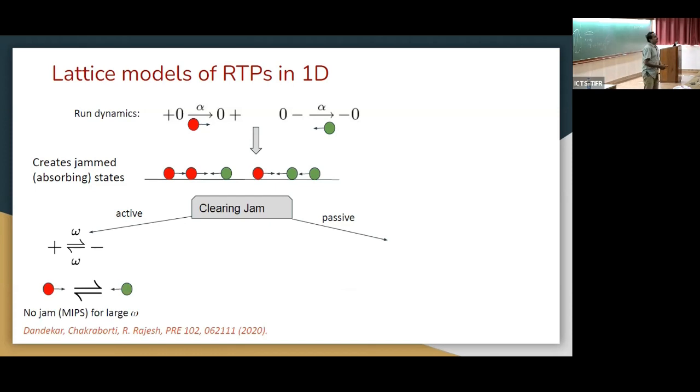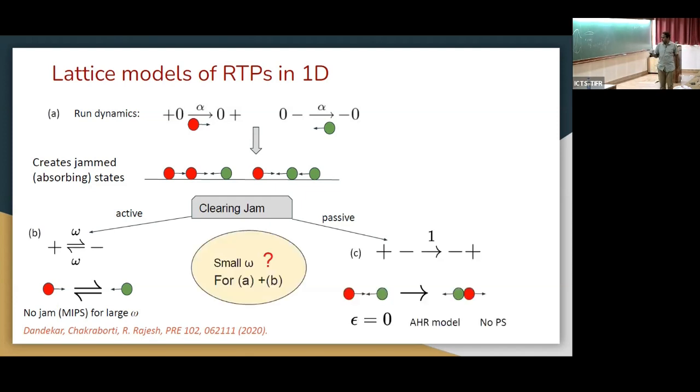What is the meaning of active way? The particles themselves can change their directions. So plus can become minus with some rate, and minus can also become plus with some rate. If you have a jam situation like that, and this becomes minus, for example, this can now move, so the jam can be cleared. If the flipping rate omega is very high, of course there will be no jam. It's a homogeneous state, because plus and minus are indistinguishable. So no jam for large omega. This was also studied recently by mean field theory, by Rajesh and Dandekar.